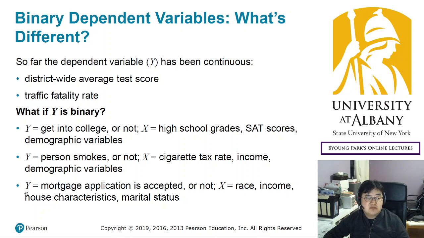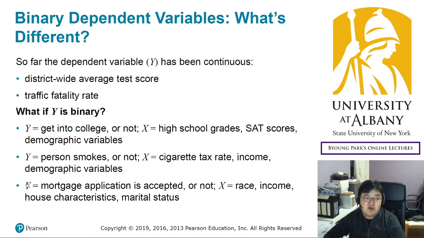And in the third example, y is the mortgage application decision. So 1 if accepted, 0 if rejected. So it is acceptance or rejection. It's another 1 or 0 decision. And it is explained by race, income, house characteristics, marital status, and many other economic and social status variables. And as you can see, our focus is now on the dependent variable, y.